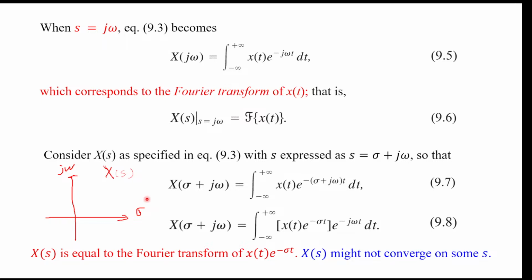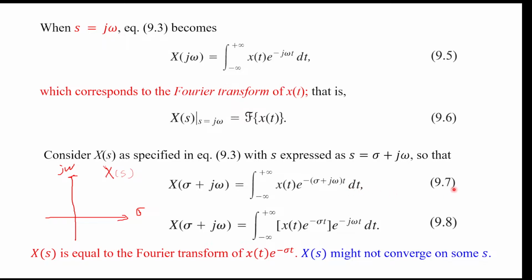X is for sigma and x is for omega. And so we think about what's the value of this X of s on this plane. And anyway, going back to algebra, X of sigma plus j omega, you can plug in the sigma plus j omega to your s. This is the integration of x of t e to the minus sigma plus j omega t dt.